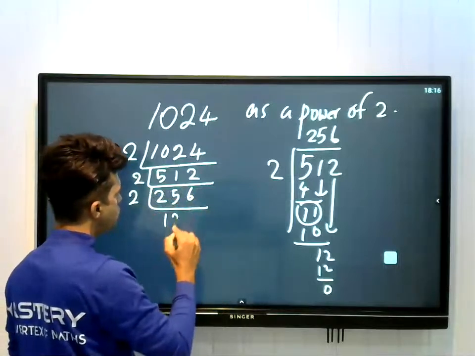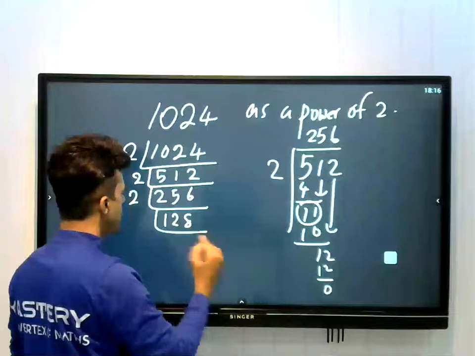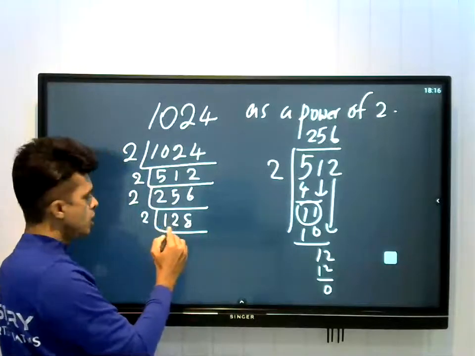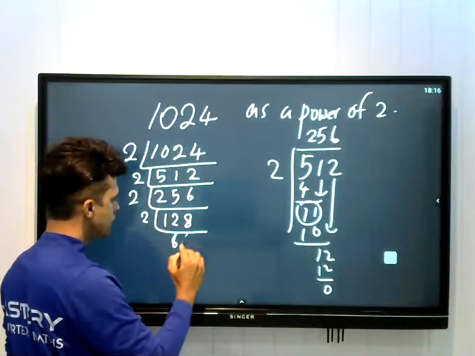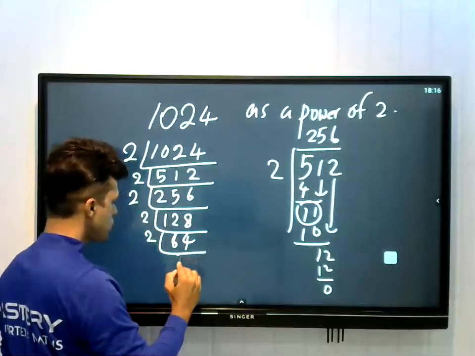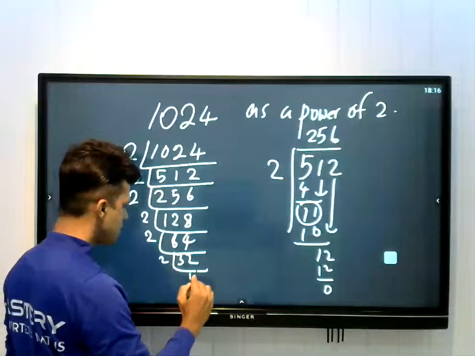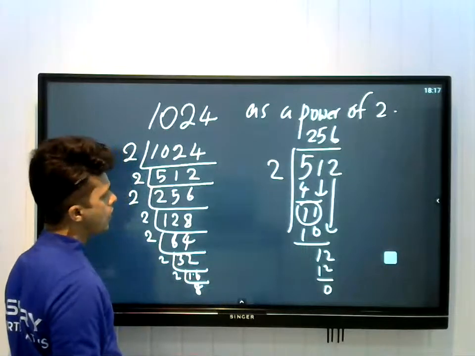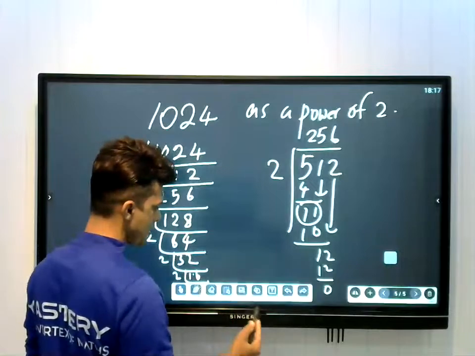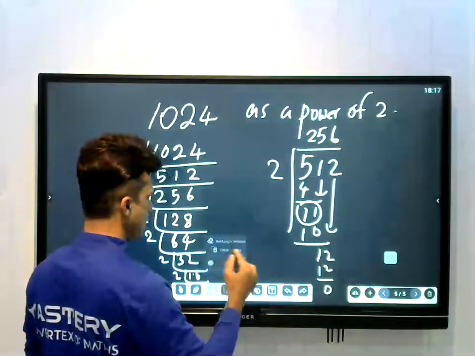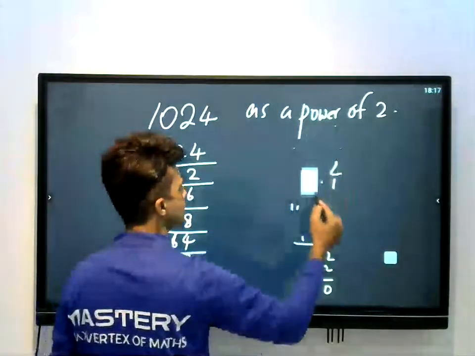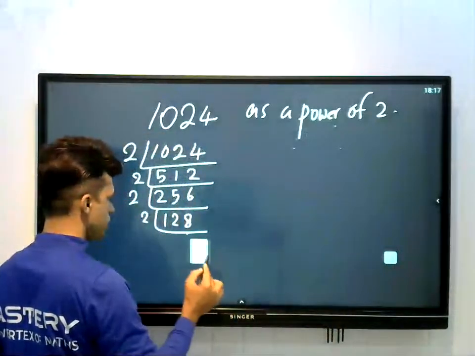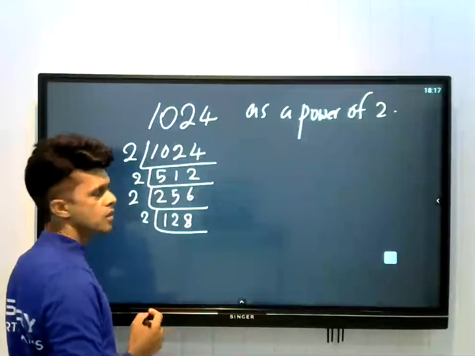Then 2 times 4, 8. Again, this can be divided by 2. 12 upon 2 is 6. Here 4. Again, this can be divided by 2. 32, then 16, 8. Can you see this one? I think you are unable to see this one clearly.